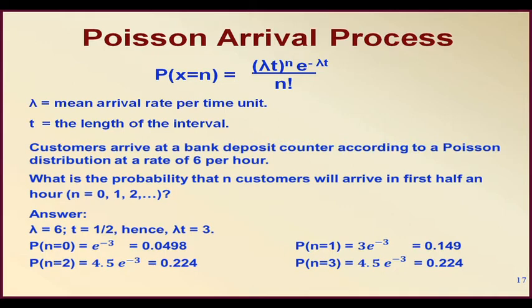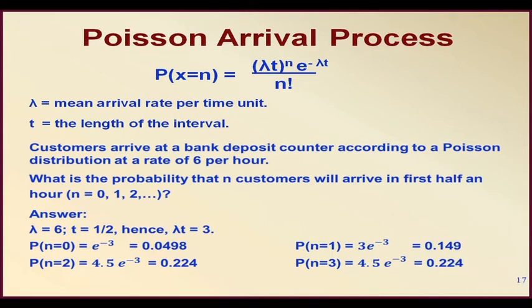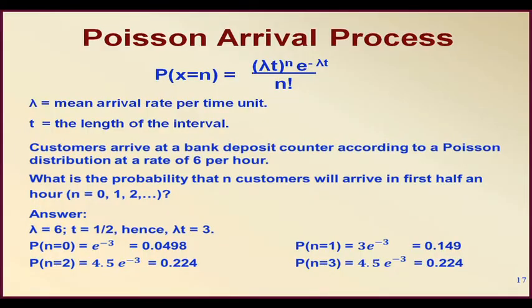So, look at the slide once again. Customers arrive at a bank counter according to a Poisson distribution at a rate of 6 per hour. What is the probability that n customers will arrive in the first half an hour? So, lambda equal to 6, t equal to half. So, lambda t equal to 3 and p n equal to 0 is e to the power minus 3, p n equal to 1 is 3 e to the power minus 3, and similarly we can do all these calculations. So, basically we can find the probabilities of the number of customers arriving at a particular service station with regard to the Poisson arrival process very easily, right. So, these calculations can be very easily done.